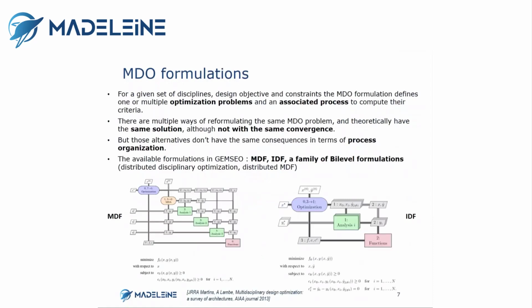So in GEMS, you will find different MDO formulations, such as the well-known MDF and IDF formulations. Just to remind you that the MDF is based on the coupling phase, where all the disciplines are coupled together, and then upon this coupling, you have an optimizer. In the IDF formulation, you don't have any MDA phase, you just have some analyses in parallel, and the coupling is handled by the optimizer itself with constraints ensuring consistency.